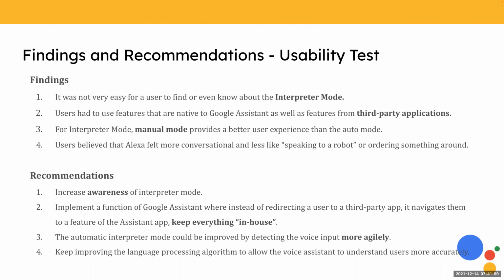The first issue is users rarely know the existence of the interpreter mode. The second issue is users had to use features that are native to Google Assistant, as well as features from third-party applications. For example, Google Assistant directly jumped to the YouTube application for language learning video recommendation instead of staying at its main page.